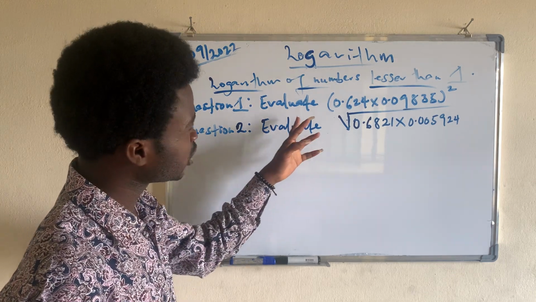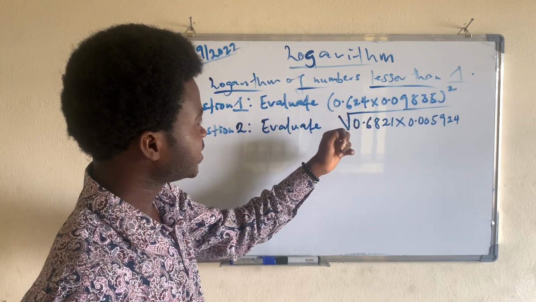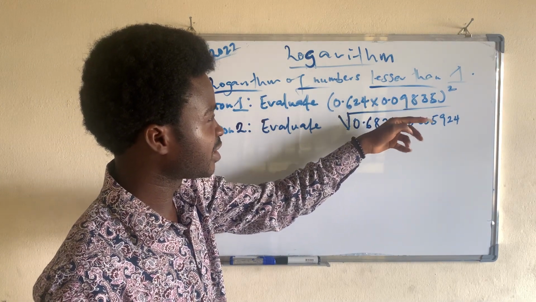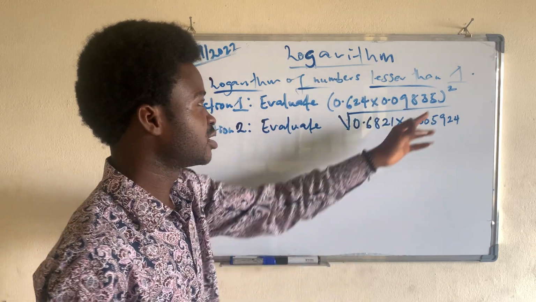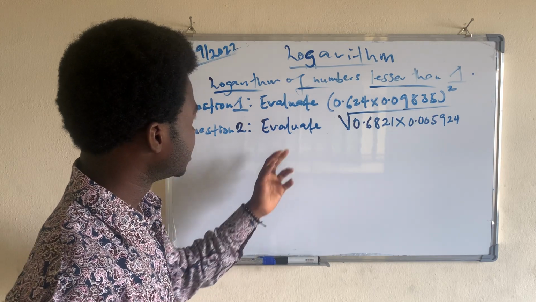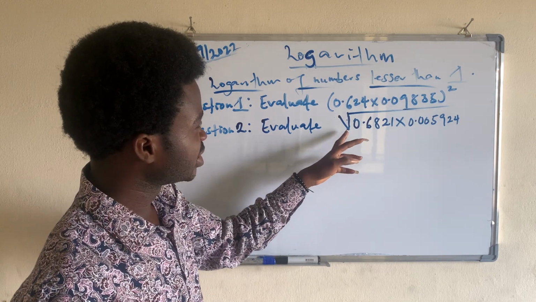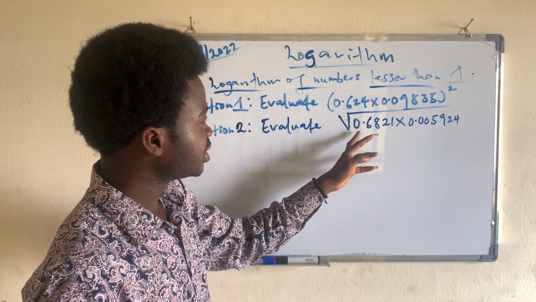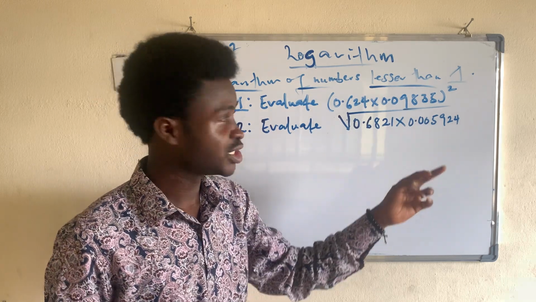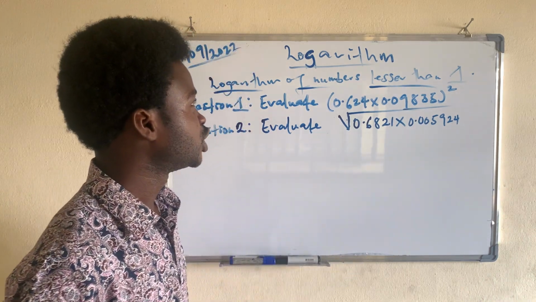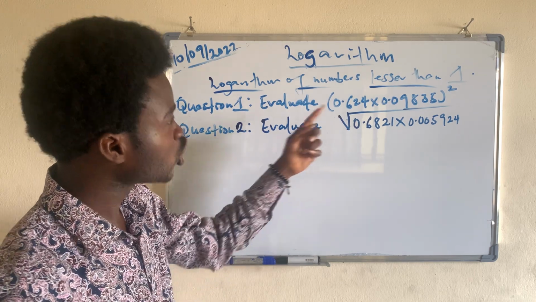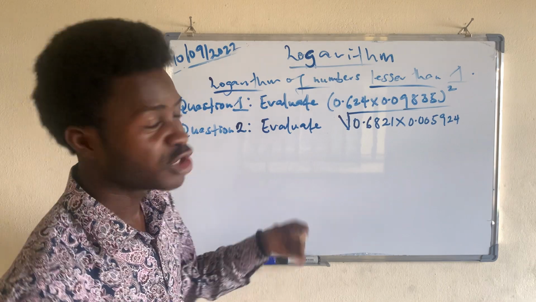Problem 1 says we should evaluate (0.624 multiplied by 0.09835) all in brackets raised to power of 2. And problem 2 says that we should evaluate the square root of 0.6821 multiplied by 0.005924. We want to solve these problems making use of logarithm.